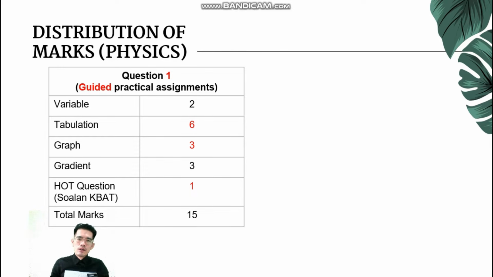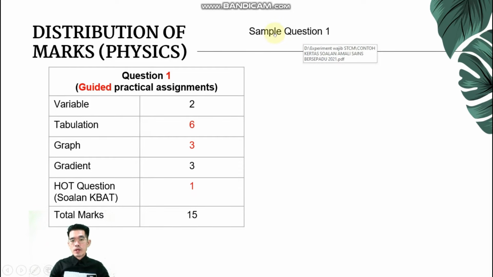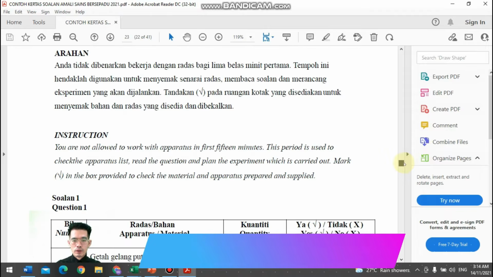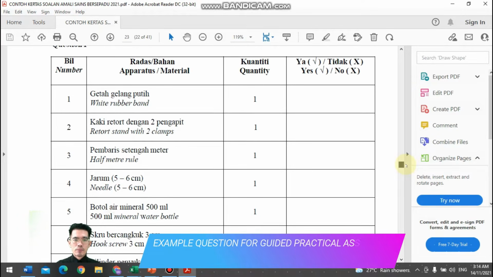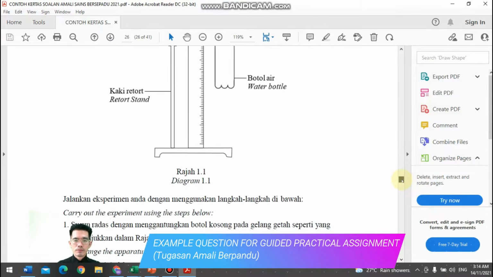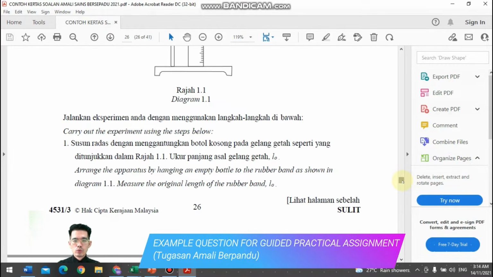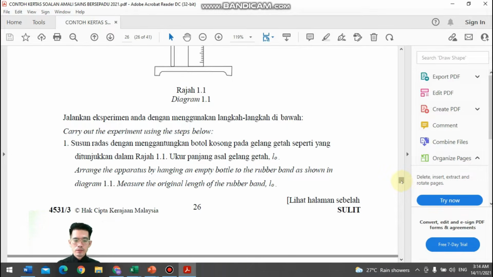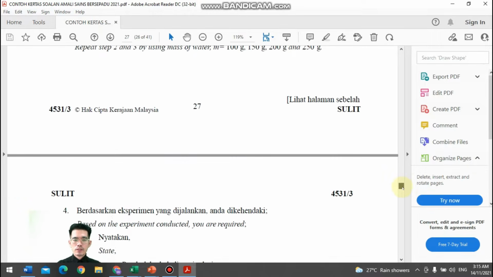So basically, you actually had the experience of your first practical test in May 2021. So this is a sample question for your first trial of paper 3. So let us go through very fast. So this is the apparatus and material listed in question 1. The question gives all the steps and also the figure for you to conduct your experiment. So this type of question will be easier.